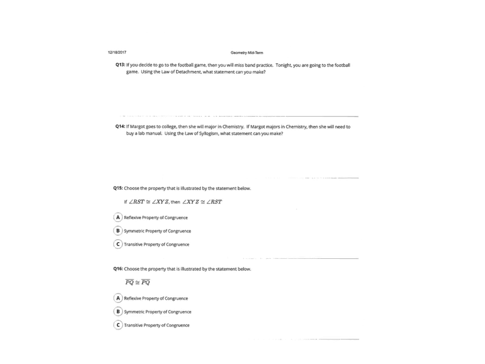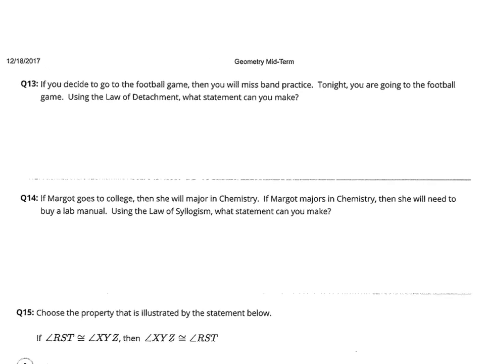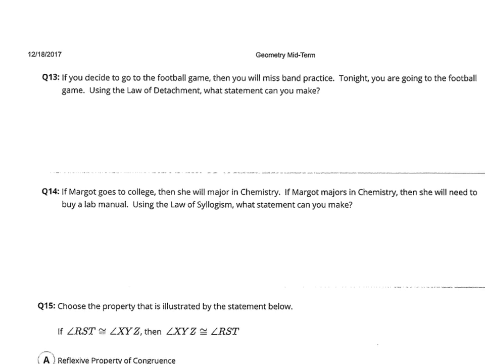On to the next page. Okay, we're going to use law of detachment to make a statement.